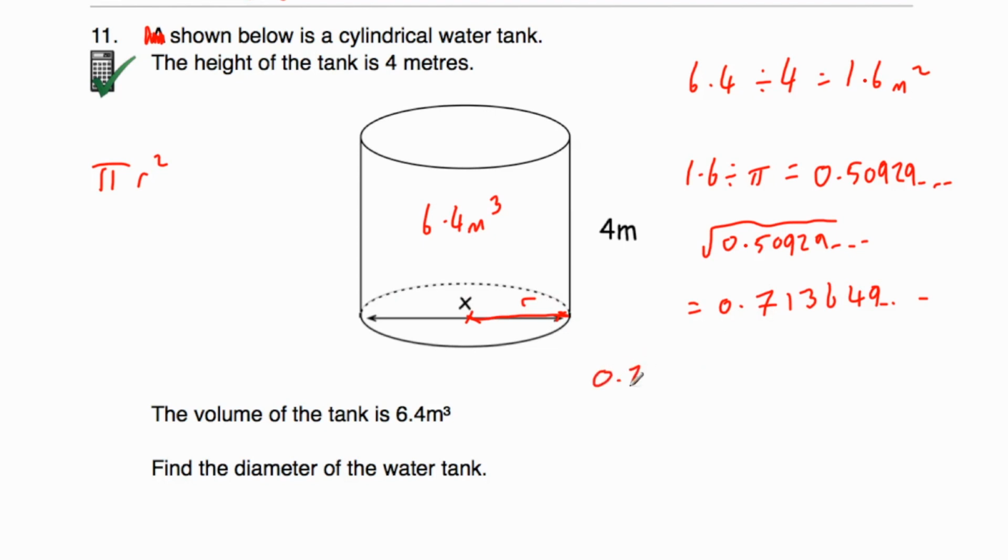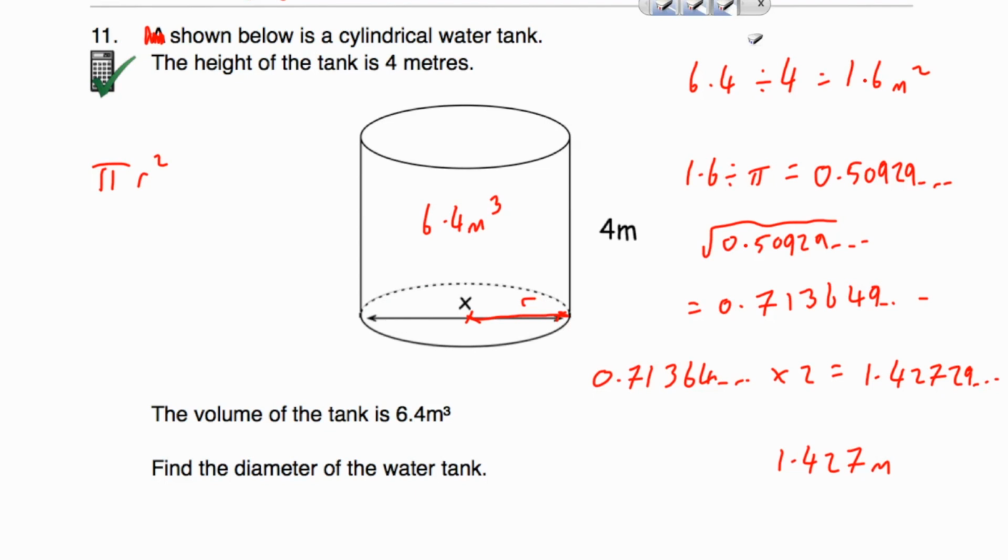So let's do 0.71364 and so on, and multiply by 2 and see what we get. So times 2 is equal to 1.427299 and so on. And let's round this. Let's round it to 3 decimal places. So that would be 1.42, we've got 7 2, so that's going to be 7 meters. So that means that the diameter of this water tank is 1.427 meters. And that's it. So that's one approach.